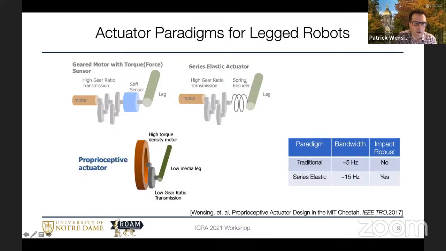By comparison, with these proprioceptive actuators, by really minimizing the transmissions, we get a very high delivery bandwidth of forces, empirically observed up around 100 hertz. And by minimizing the reflected inertia, these designs are quite robust to impacts. So I'd like to take a look a little bit more formally at why this design performs well.